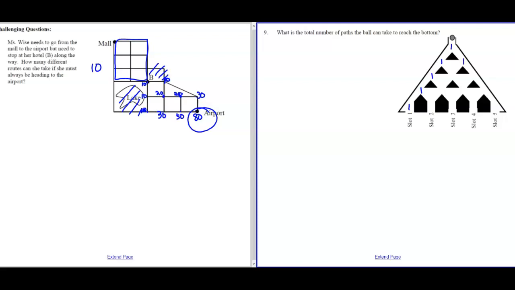Same on the right, only one way to get to slot 5. It will not go down and then across. Okay? Gravity will. Okay, so then to get to this open space here, there's one way from the top left, one way from the top right, so there's 2 ways to get to that.